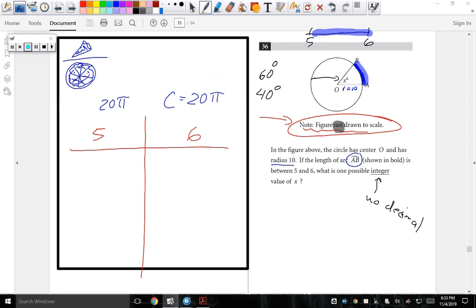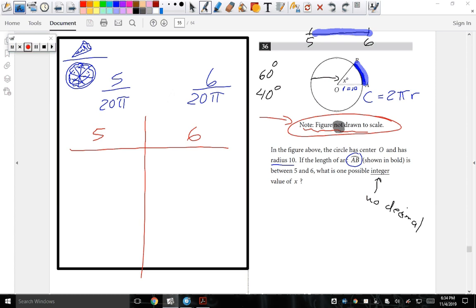So a piece over the whole. If the whole circumference here is 20 pi, because we had 2 pi r, and now I'm saying that this piece is 5, it could be 5 out of 20 pi. You with me? Like a piece over the whole. And this one is saying 6. It's like a fraction, 6 out of 20 pi.